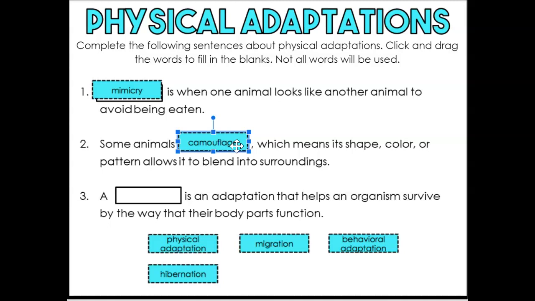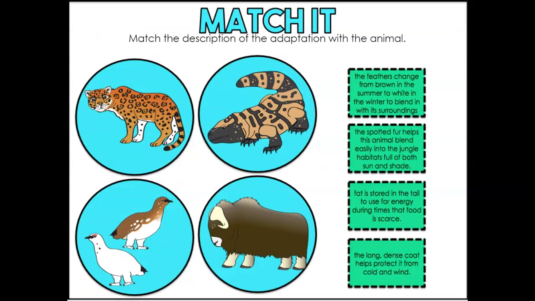And number 3, a blank is an adaptation that allows an organism to survive by the way that their body parts function. Now that is physical adaptation. Now we're going to look at a couple of animals for our first activity and match them to their physical adaptation, how their body changes for their environment.